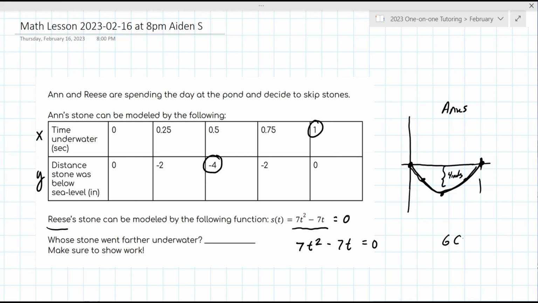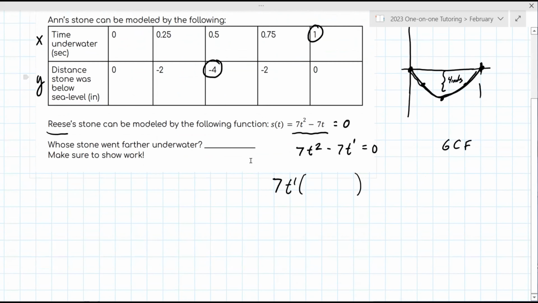Is there a greatest common factor between those two terms? Is there a number that goes into both? Oh, 7. Yes, very good. And between the exponents, t squared and t to the first, which is the smaller of the two? 7t. So t to the power of 1. Okay. So we've got to figure out what goes in parentheses here.